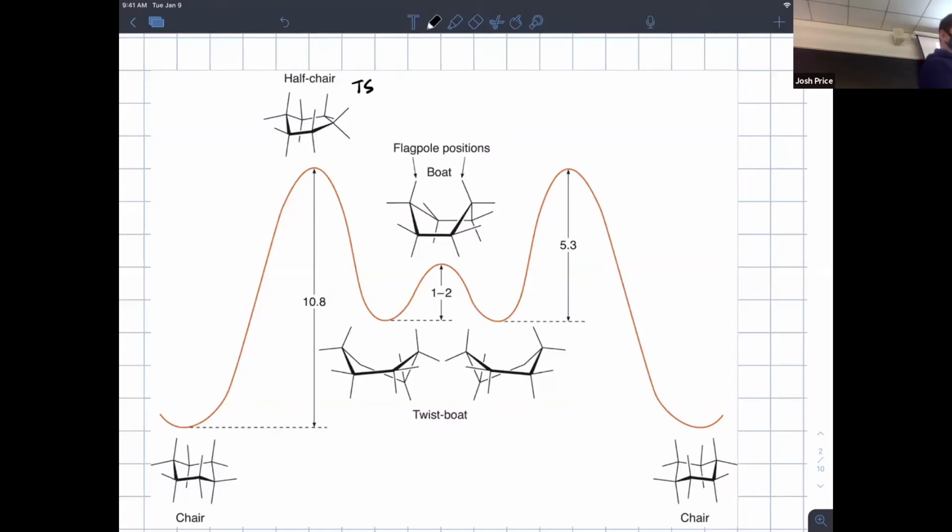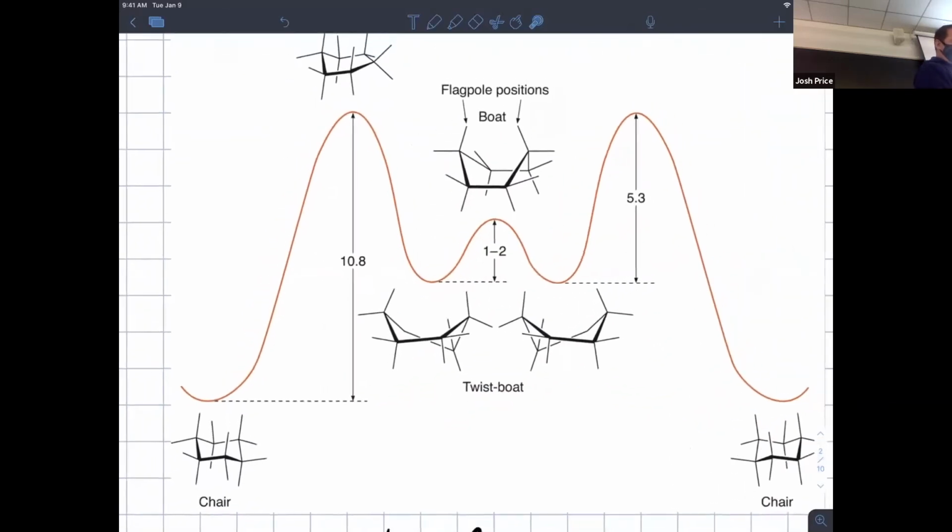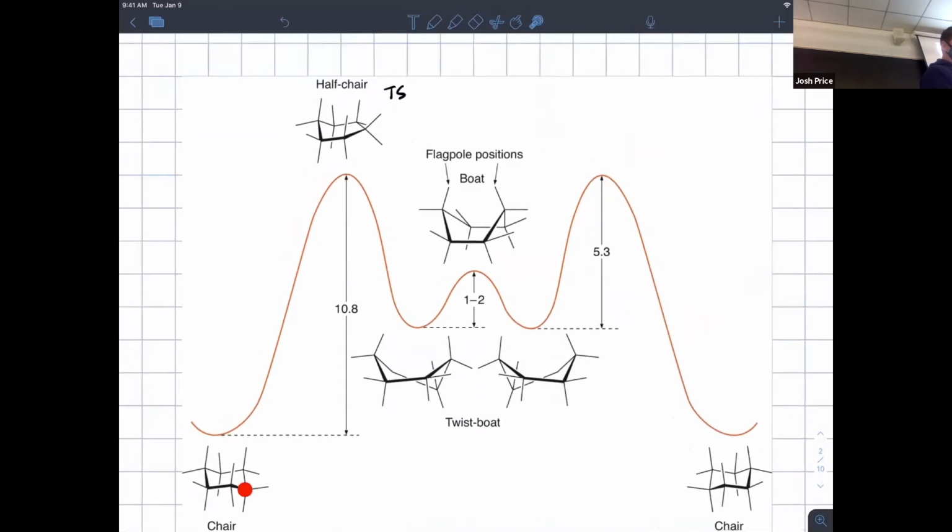It looks to me like in going from the chair to the half chair, you take this carbon here and swing it upwards. The half chair, it's halfway up. When you get to the twist boat, it's all the way up. And then going from one twist boat to the other is actually taking those two carbons on either end and twisting them past each other. Yeah, and so I don't know why we talk about the boat, only that it looks more like a boat than the chair looks like a chair, I guess.